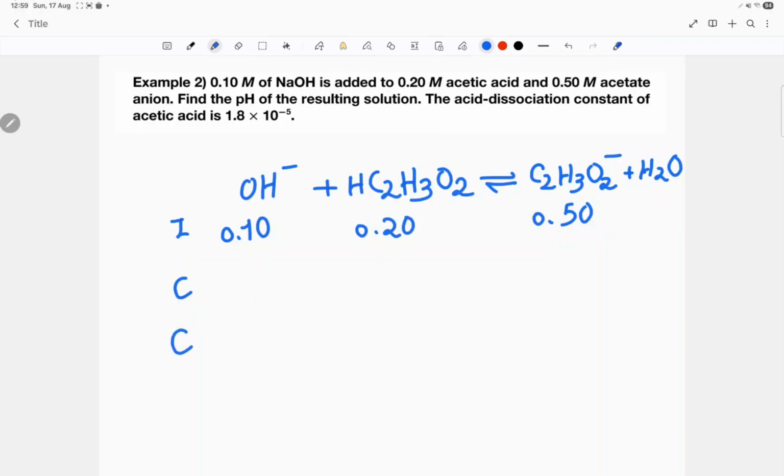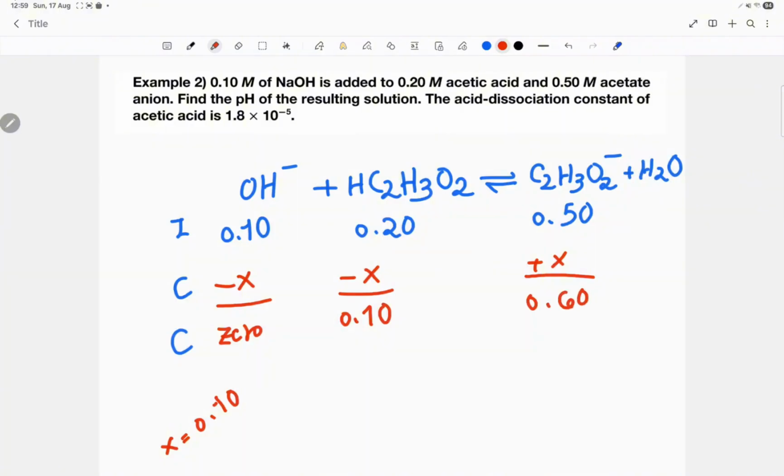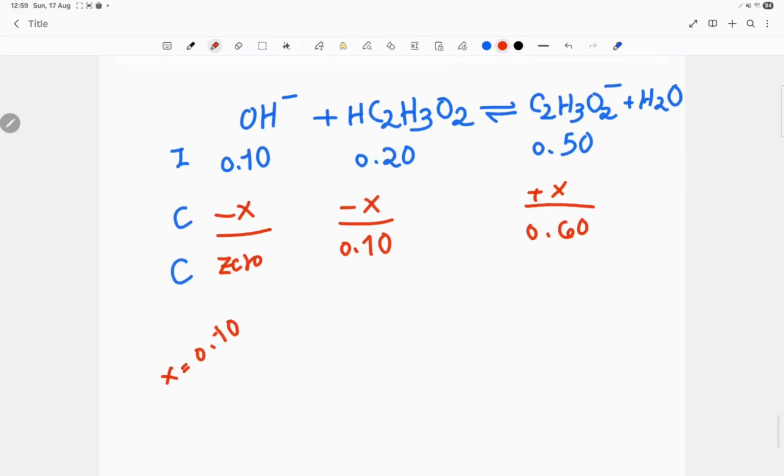ICC. Minus x, so basically 0 here. Minus x, plus x. And so x has to be 0.10. 0.60. Okay? So now the rest is easy, right? Just do the same equation and put the numbers. What is the equation called in general? Henderson-Hasselbalch.